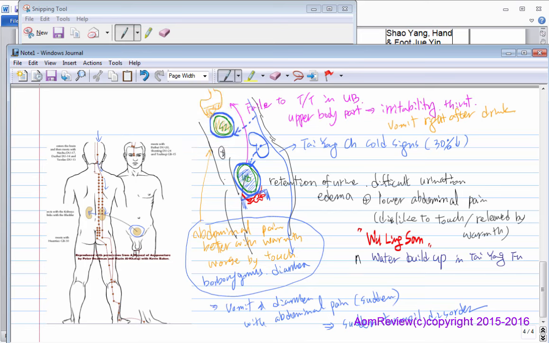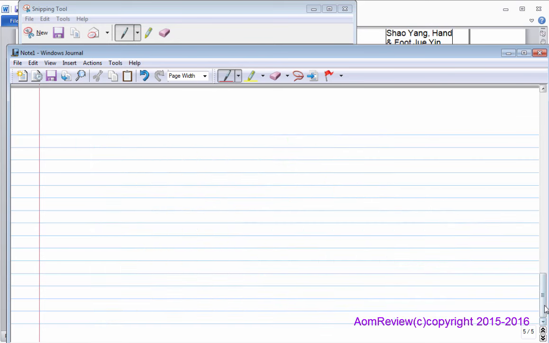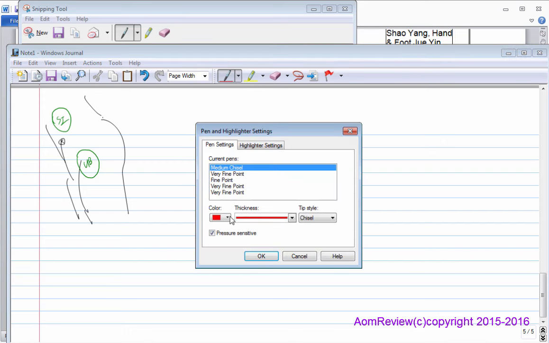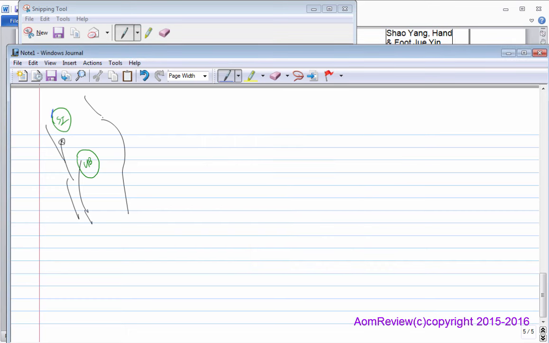First one is what? Water buildup. And this is the first one. And this water buildup condition is where cold pathogen is retained longer, that might turn into heat. So I'll show this picture one more time here. And the previous condition is actually related with the cold sign. So that's why in this Wu Ling San condition, you have this sign, right?